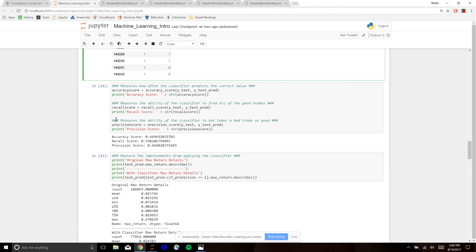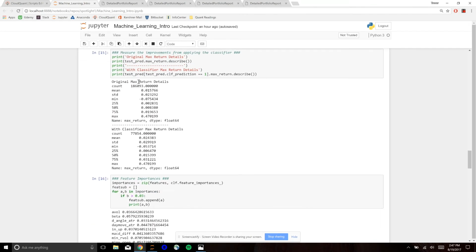But that wouldn't be super great because we'd be missing out on all sorts of opportunities and all sorts of good trades. So our recall score is saying out of how many good trades the algorithm sees, how many does it predict correctly? And precision is out of how many trades it predicts to be a good trade, how many of those are actually good. So we can look down here. Our recall is about 60%, meaning 60% of the time it's finding those good trades. And 64% of the time that it guesses a trade is good, it is actually good.